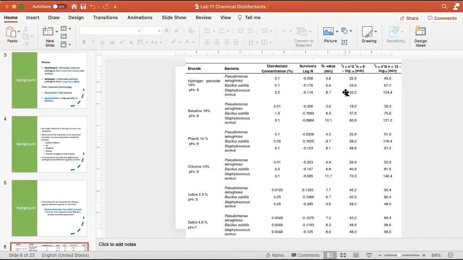Look at the Bacillus subtilis, it's 5.6 minutes. For Staphylococcus aureus, 8.7 minutes. You would have to spray the hydrogen peroxide and let it sit for 9 minutes. Who's going to do that? Nobody's going to do that, which is why it's not common to see hydrogen peroxide sold as a disinfectant, right? Very, very few people. I don't think I know anybody who uses hydrogen peroxide as a disinfectant.